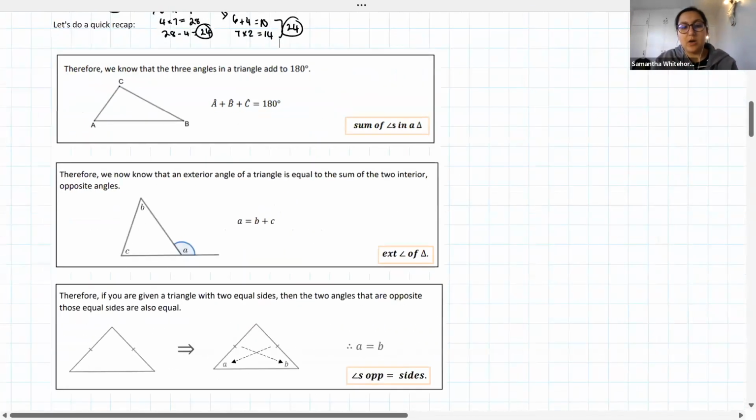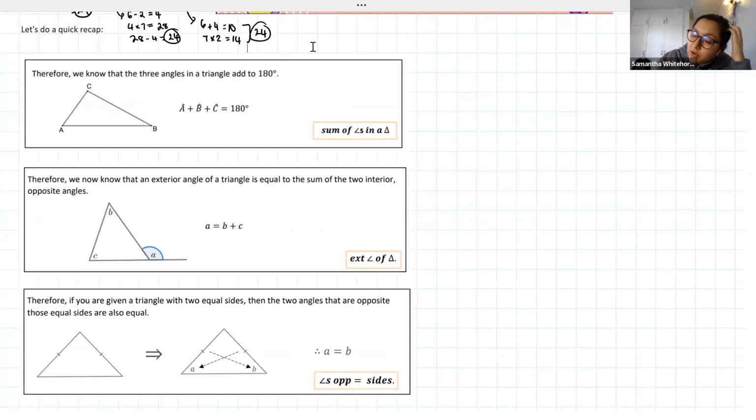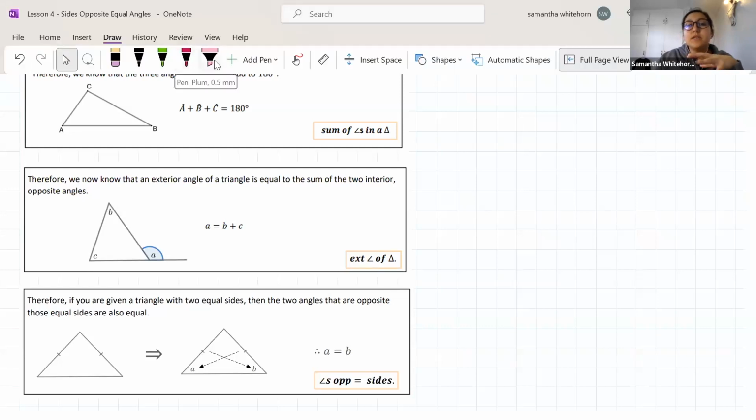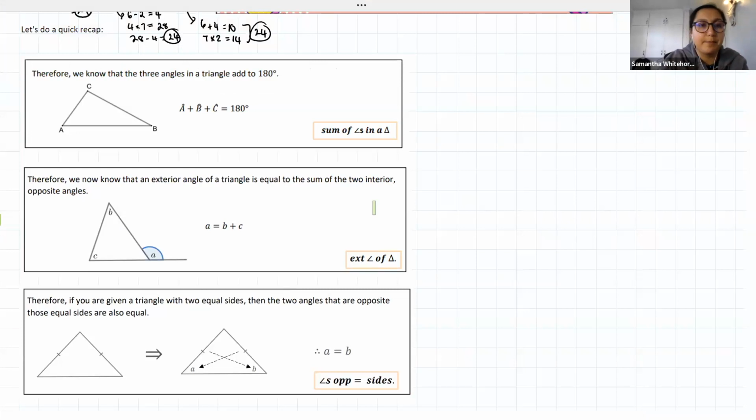Okay, so our quick recap that we're going to do is essentially just quickly looking at the 3 reasons that we have learned, as well as then just practicing a couple examples to make sure that we're happy. Mostly because these 3 reasons that we've done so far are the main reasons for triangle geometry. So if we've got these down, we should be okay.